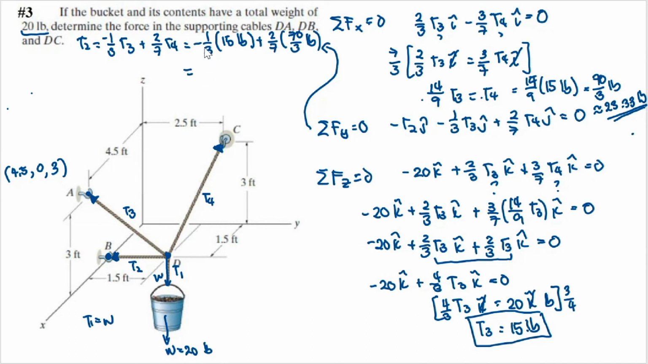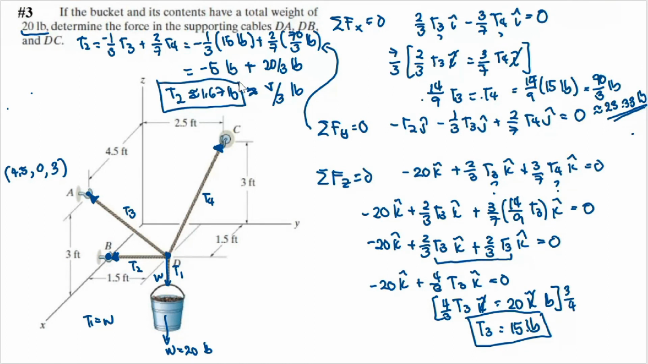What is negative 15 over 3? It is negative 5 pound, plus, what is 2 over 7 of 70 over 3? 20/3. 20 over 3 pound minus 5, what will be the answer? 5/3. 5 over 3 or 1.66. Pero 1.67, since final answer na ito, ang ilalagay nyo is 1.67 pound. So, this is now T2.